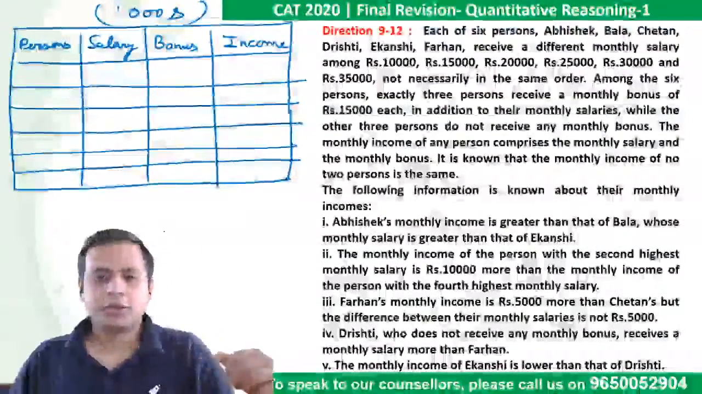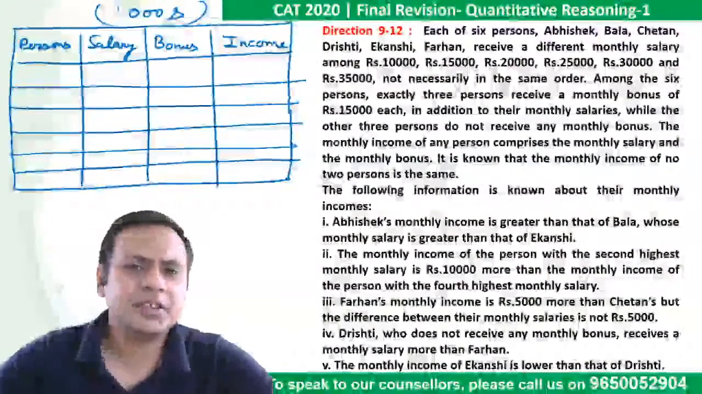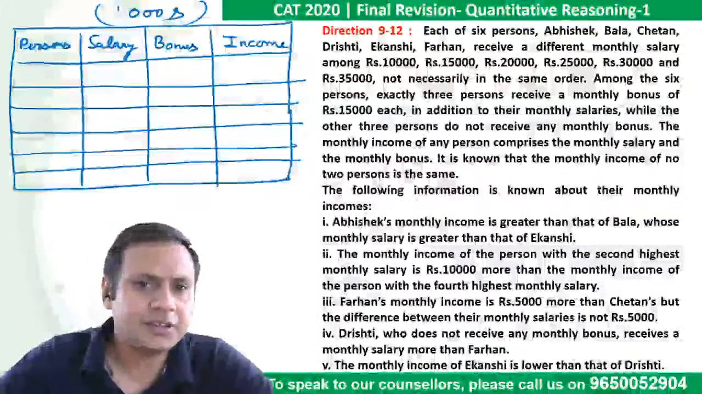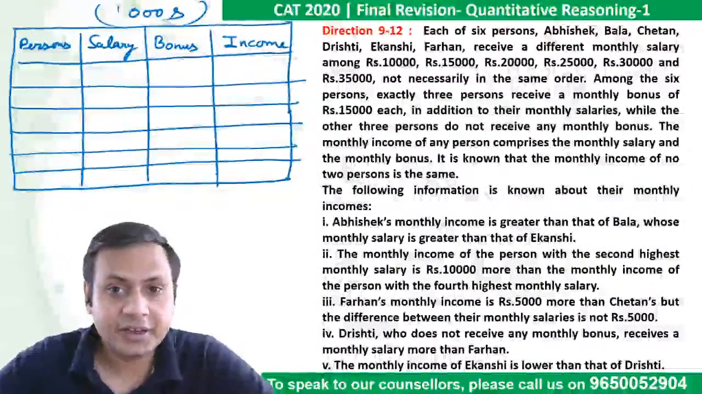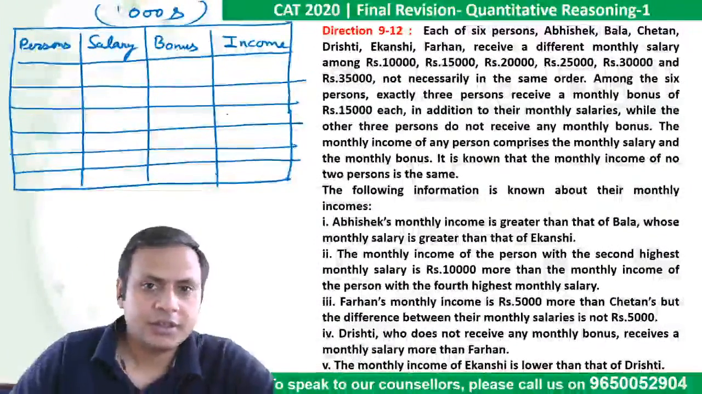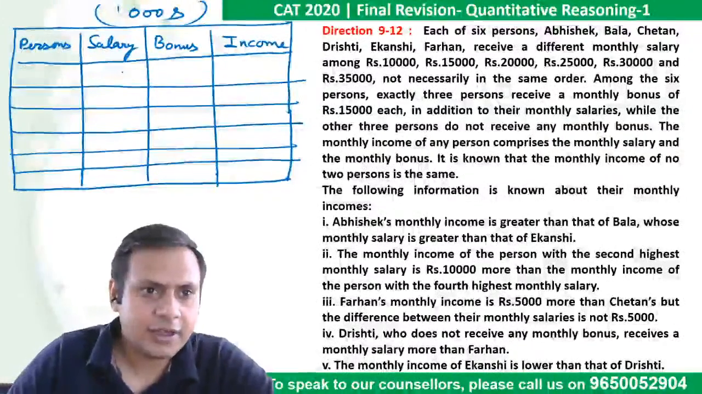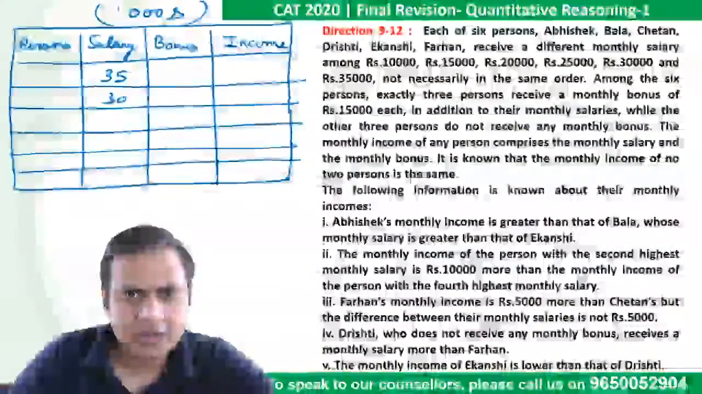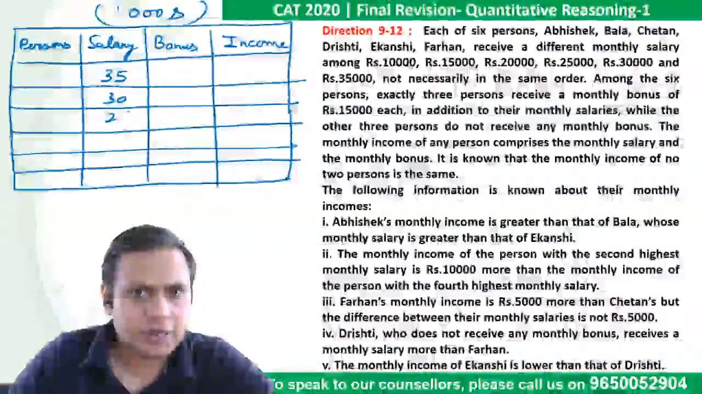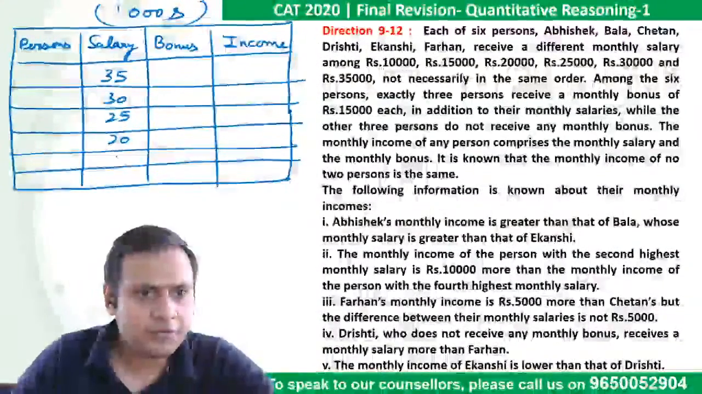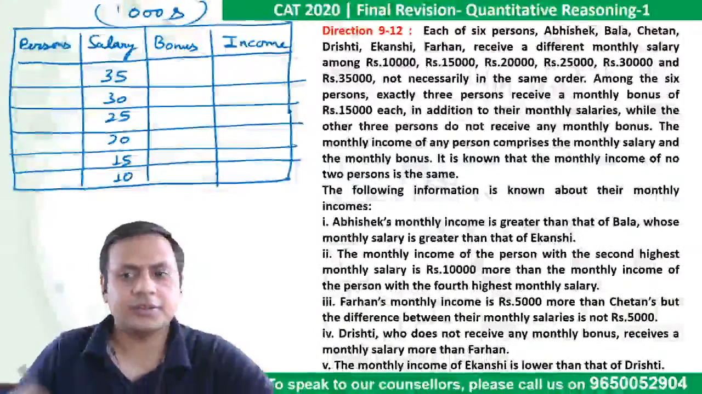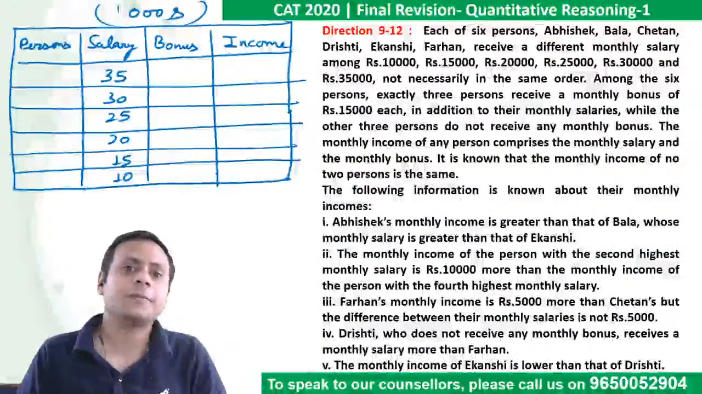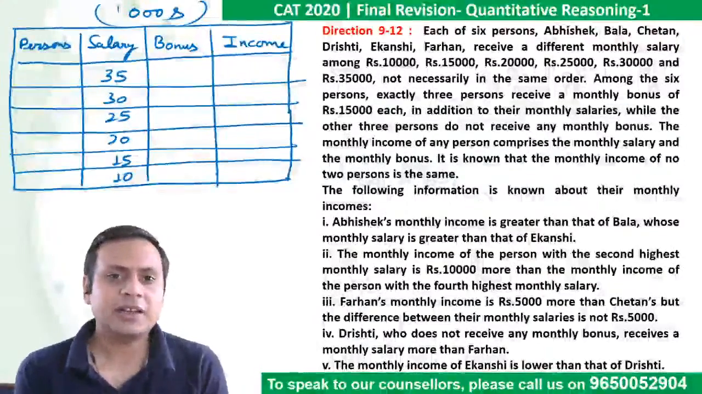Okay. So first of all, if I write all these values, or their salaries, in decreasing order, what do we have here? We have 35,000. I'm writing these values in decreasing order. 30,000, 25,000, 20,000, 15,000, and 10,000. Isn't it? That's what we are getting. Okay. So what are they saying?